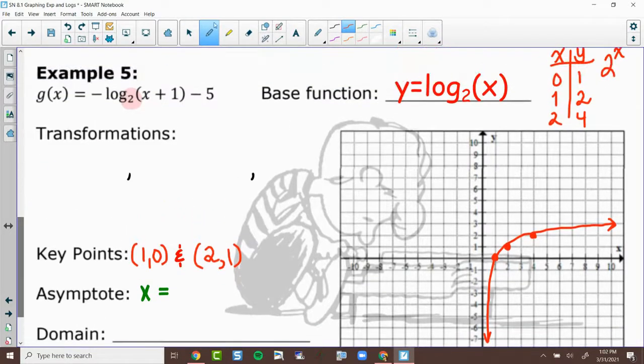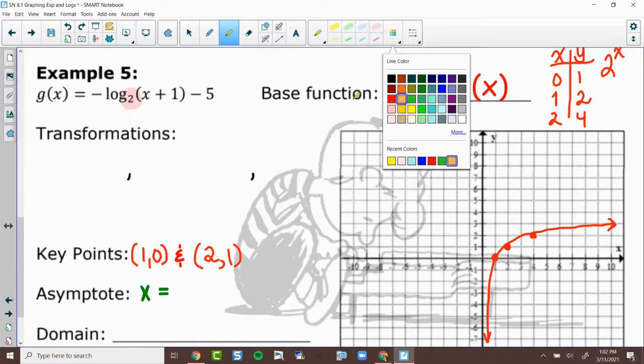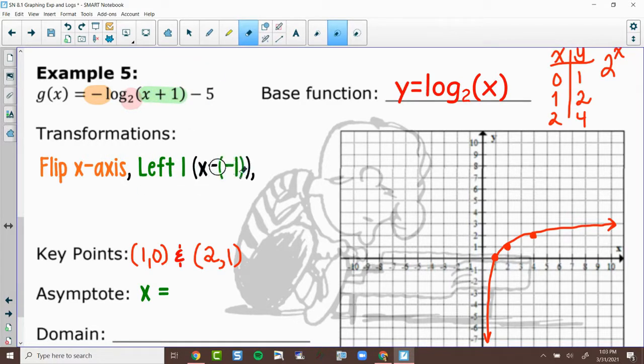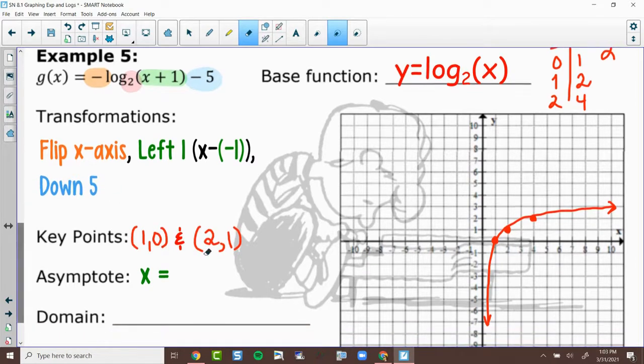Let's discuss transformations. I've got quite a few going on. So let's start left to right. I see a negative on the exterior. So all those y values are going to flip, causing an x-axis reflection. This one's a little tricky because it looks like a +1, but be very careful. It does move left because of that pesky double minus. And the last one, the -5 at the very end, will shift this graph down 5. Well, since I am shifting everything left 1, my vertical asymptote will now be at x = -1.